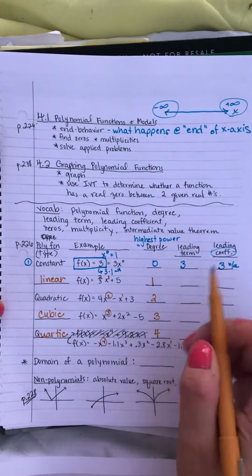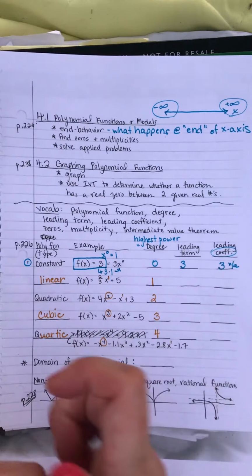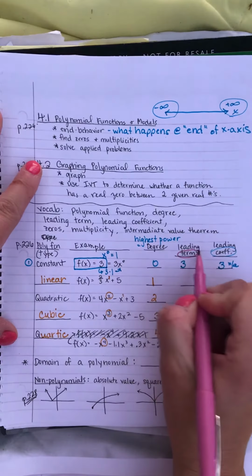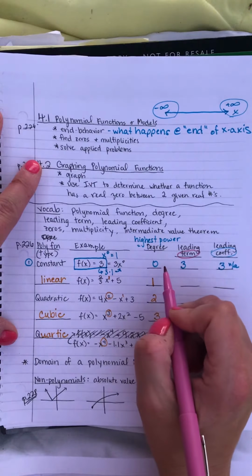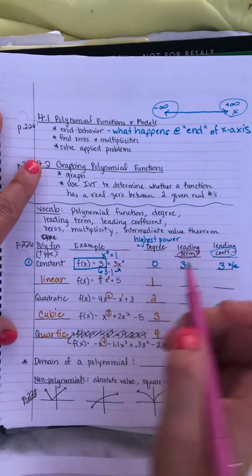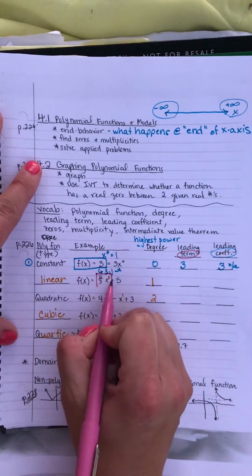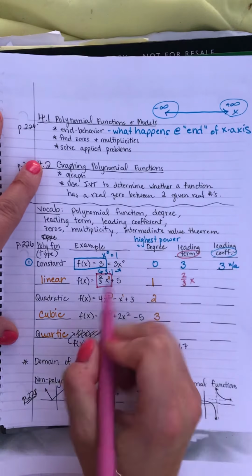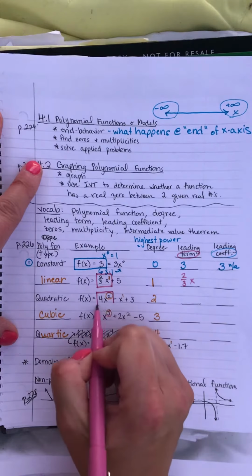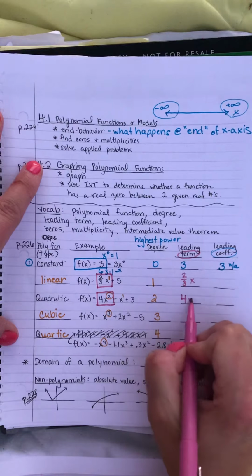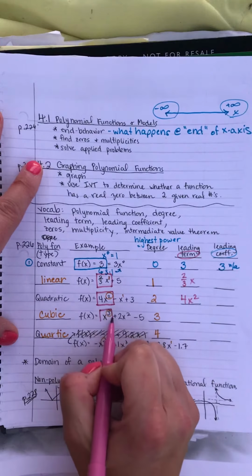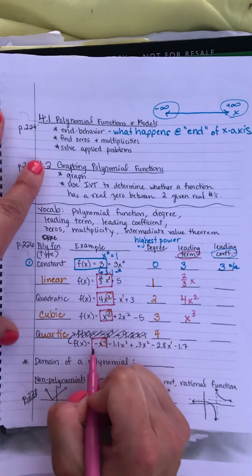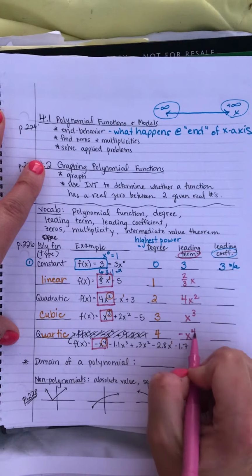Our leading term. So the leading term, I'm going to change colors. I think I like that. Our leading term is the entire term with your highest power. Okay, so here our entire term is 2/3 x. Our highest power is 2, our leading term is 4x squared. Our highest power is 3, our leading term is x cubed. Our highest power is 4, our leading term is negative x to the 4th.